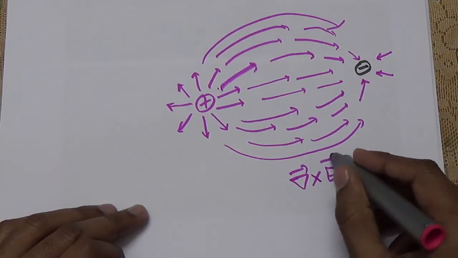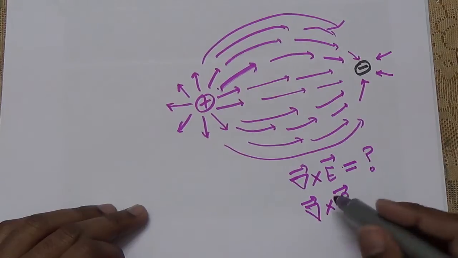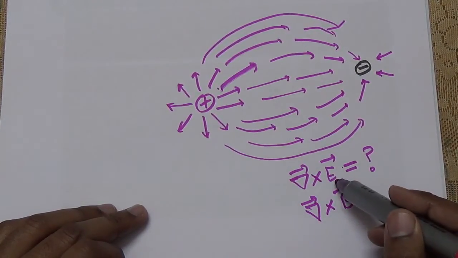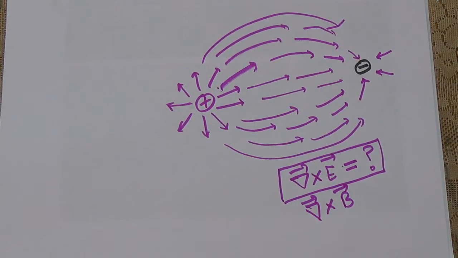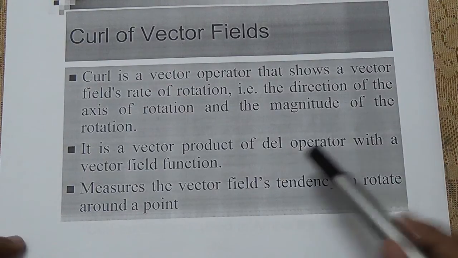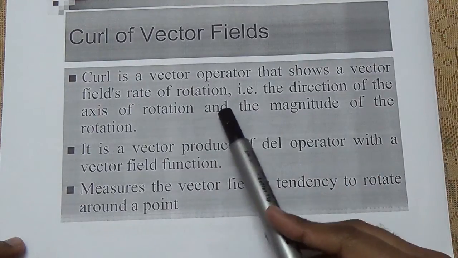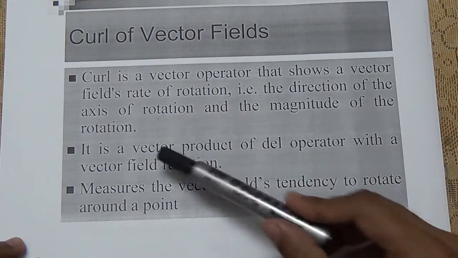In case of electric field we will write E, in case of magnetic field we will write B. So what is the interpretation of the curl operator when this operator operates on any vector field function? In case of del cross E, what will be the result and what will be the physical meaning of this result when we take the curl? Curl is a vector operator that shows a vector field's rate of rotation. With the help of this we can find out the rotation of the field and its rate, and in addition to the direction we can find out the magnitude also. So curl is a vector operator that shows a vector field's rate of rotation, the direction of the axis of rotation and the magnitude of the rotation.